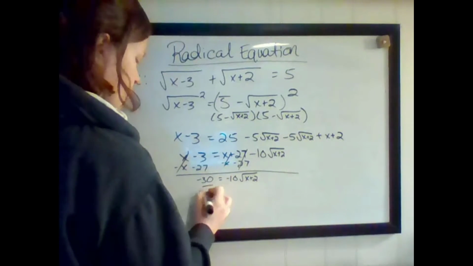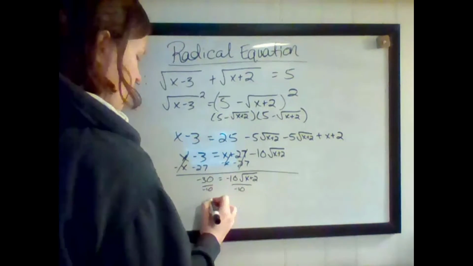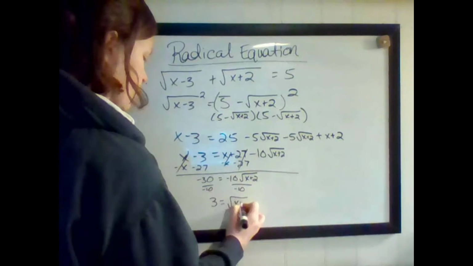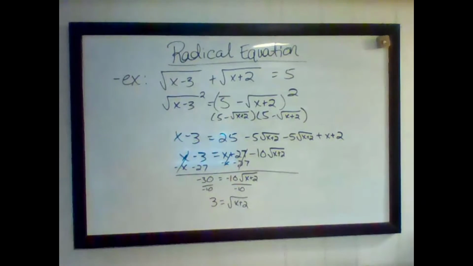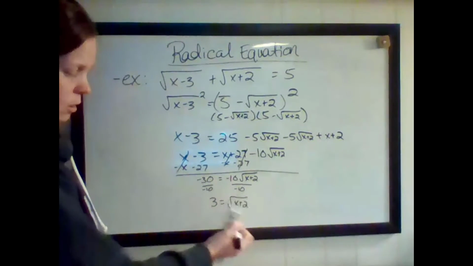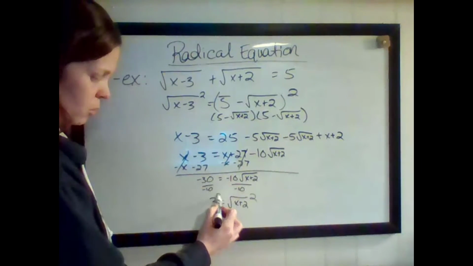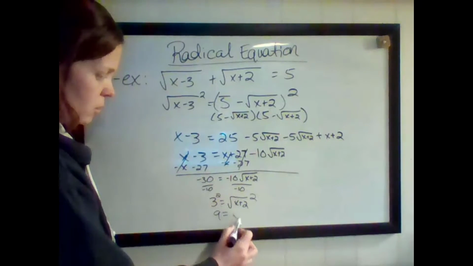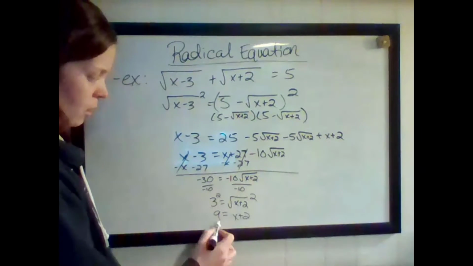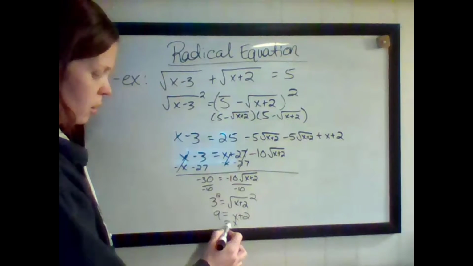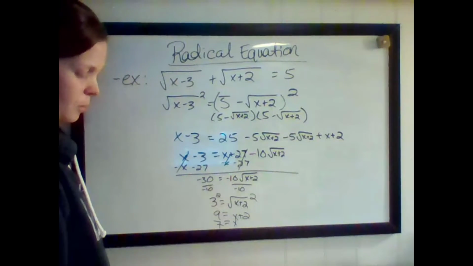Still going to keep isolating. Divide by negative 10. 3 equals root x plus 2. So now this square root on the right side is alone, so I can square both sides. 9 equals x plus 2. Subtract the 2 over, and x equals 7.